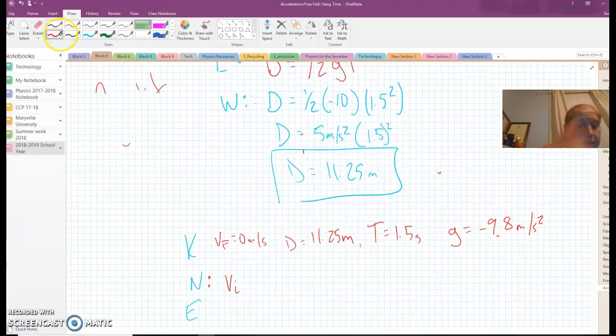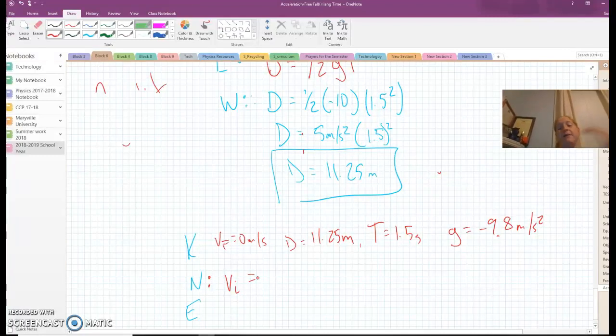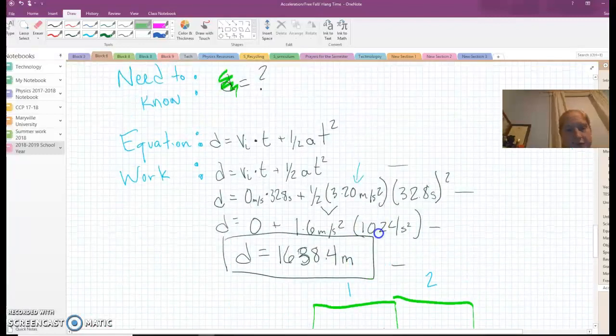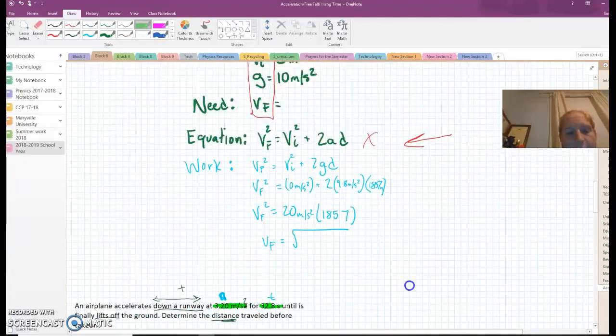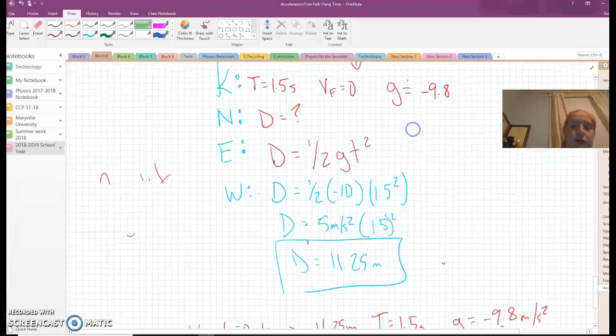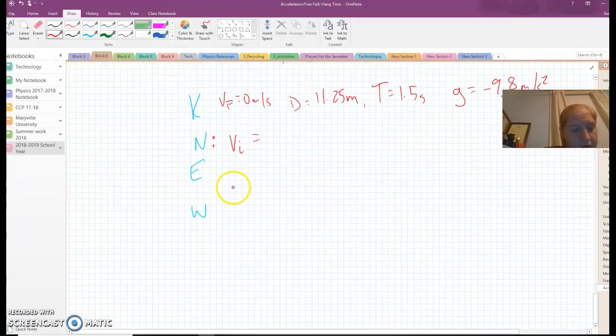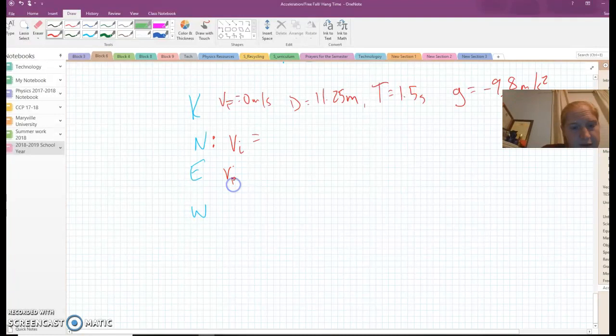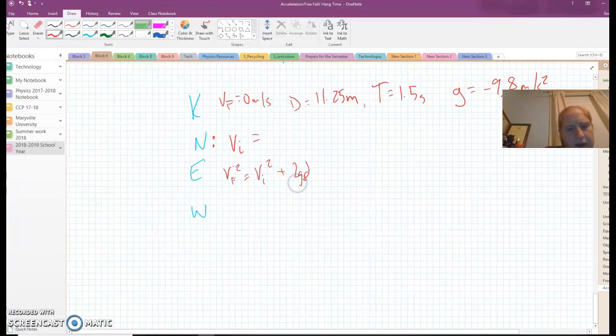I still can reference my equations. So what equation has final, distance, time, and gravity? So I scroll back up. Yeah. Final, initial, 2GD. Okay. So there's probably a multitude of equations, but for time's sake, V final squared equals V initial squared plus 2GD. And then you would do your work, but I'm running out of time. So there you go. Work it out. Try it.